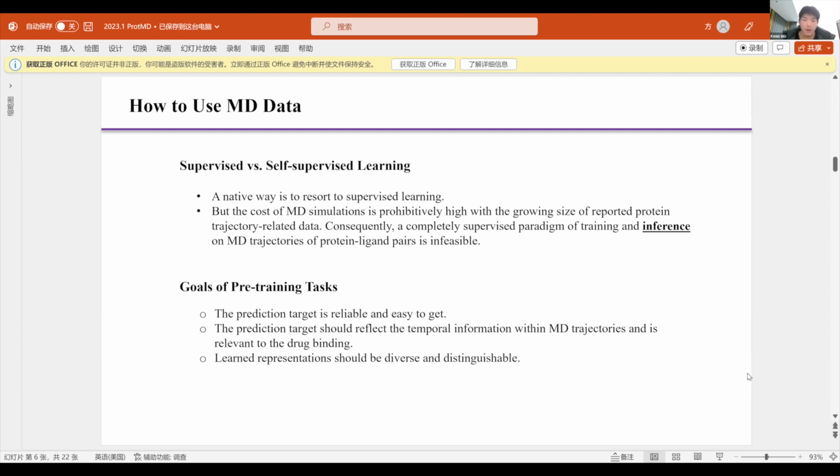So as a remedy, we use self-supervised learning to endow the model with the capability to capture the time-dependent flexibility.